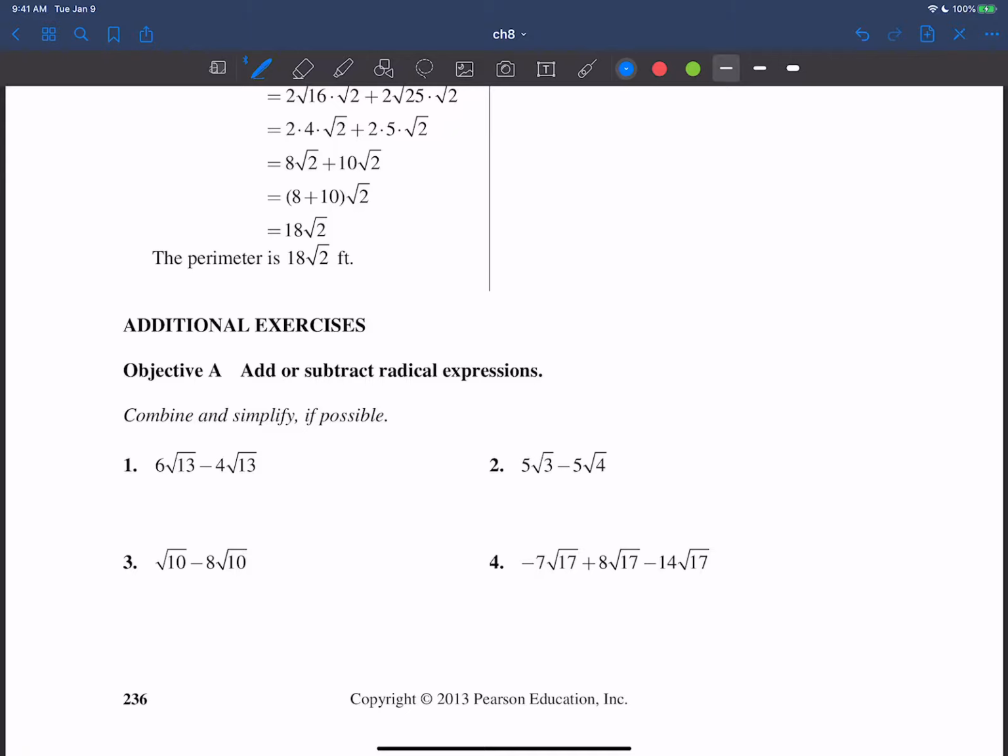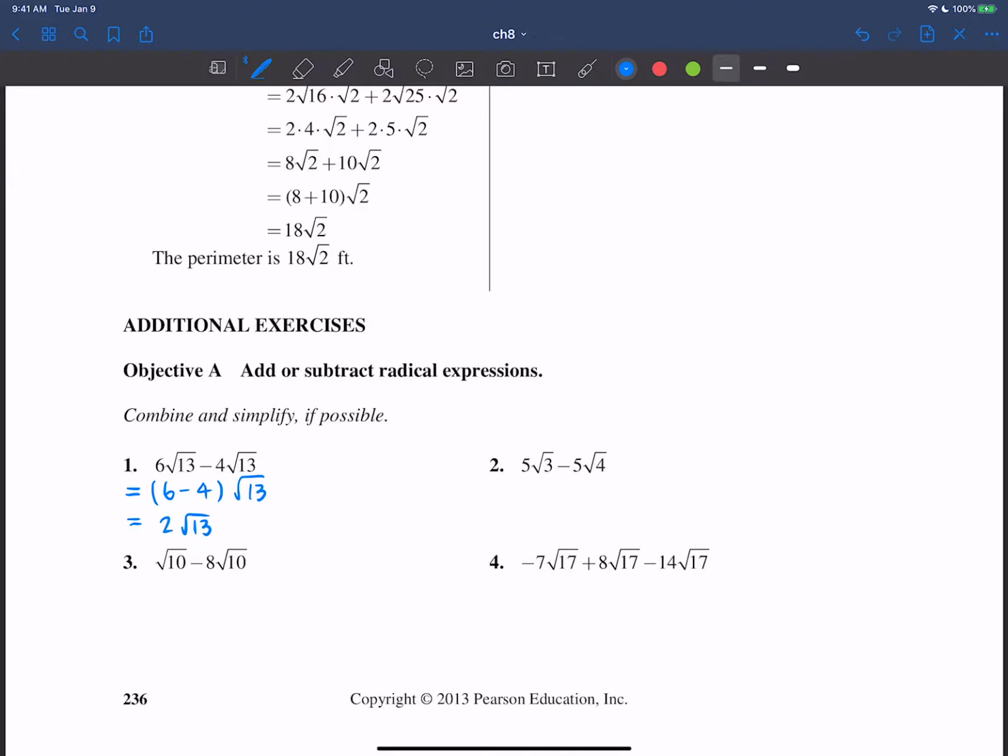Objective A. Add or subtract radical expressions. Number 1. 6 radical 13 minus 4 radical 13. Since they have like radicals, we apply distributive property to subtract. So you take our radical part, which is radical 13, and you combine the numbers outside, that's 6 minus 4, so we got 2 radical 13.